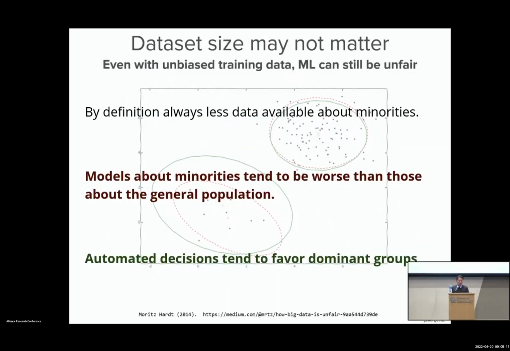And I know I talked about data set size, but data set size may not matter because even with unbiased training data, machine learning can still be unfair because by definition, there's always going to be less data about minorities. So the machine learning models that you create will always perform worse on minorities than compared with the general population. So these automated decisions tend to favor the dominant groups.